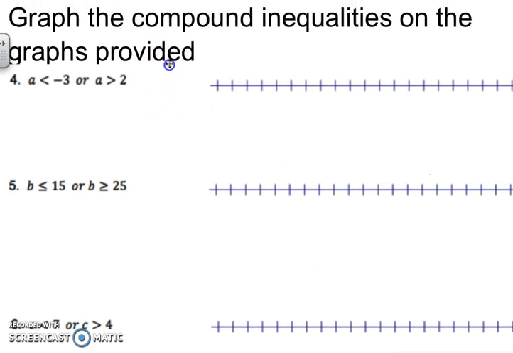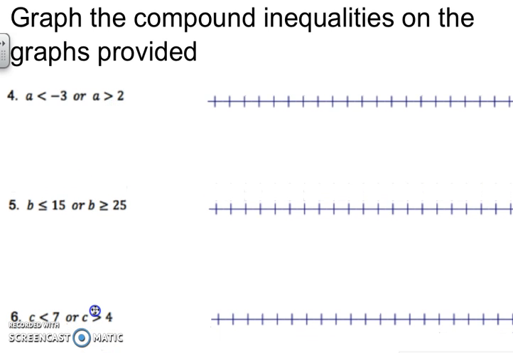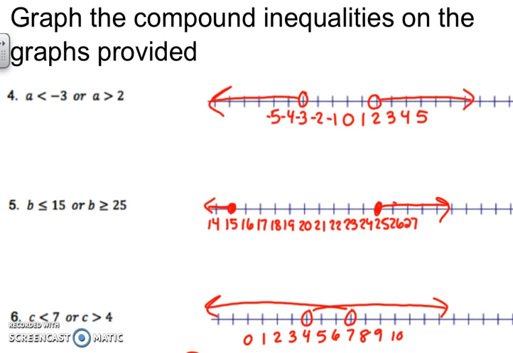So try these 3 problems and then press pause and we'll come check our answer in a second. Our answers for number 4, I started at 0 and kind of drew some negative numbers and some positive numbers. It's open on -3 going left and then open on 2 going right. So that looks like an OR problem. They were going opposite directions.